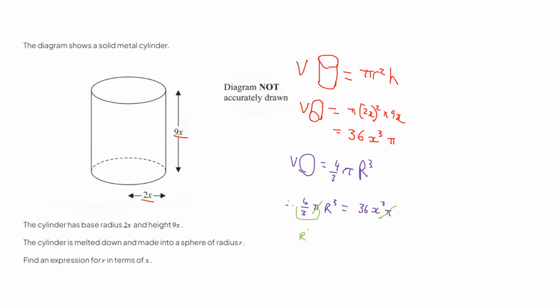So r cubed is going to be 36 divided by 4/3 x cubed, which is just equal to 27 x cubed. And so therefore r is going to be the cube root of 27x cubed, which is just equal to 3x.